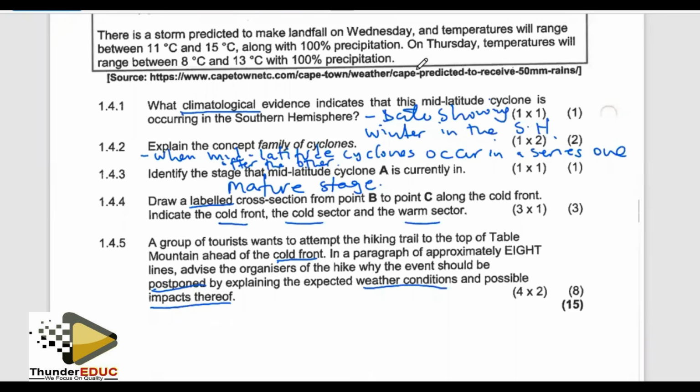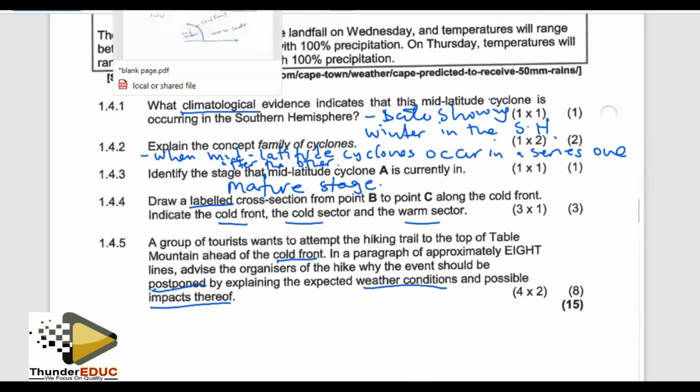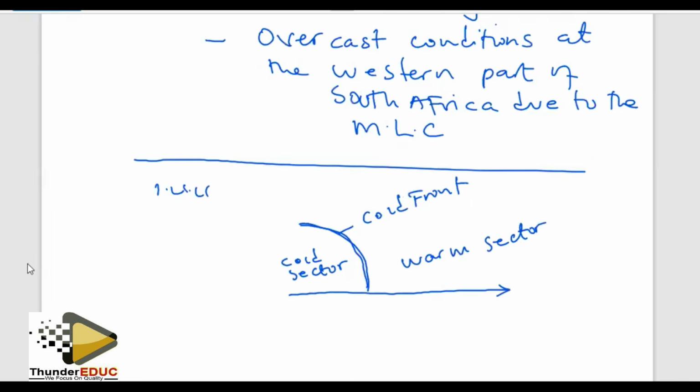So just to recap, we said 1.4.3, the stage was the mature stage. 1.4.4, the cross section, like we showed it here. This is the cold front, this is the cold sector, this is the warm sector.